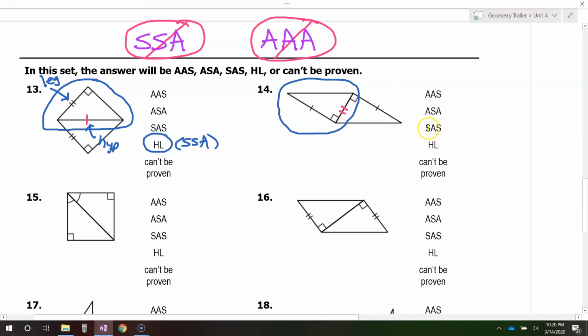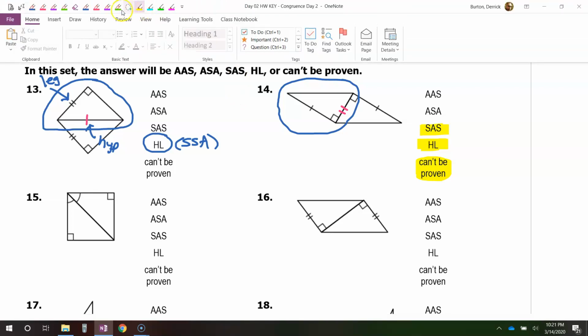It could be side, angle, side. That has two sides and an angle. It could be hypotenuse leg, because that's two sides and an angle, and it is a right triangle, so that makes it possible. Or it might be none. Maybe it can't be proven if it turns out to be side-side-angle. Okay, so how will I tell these apart?